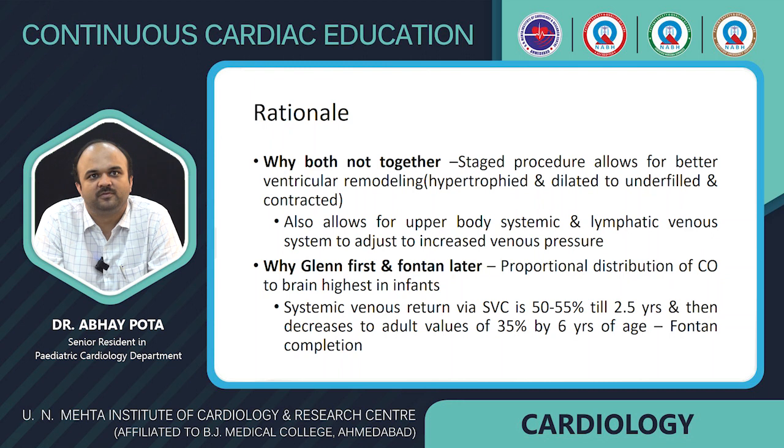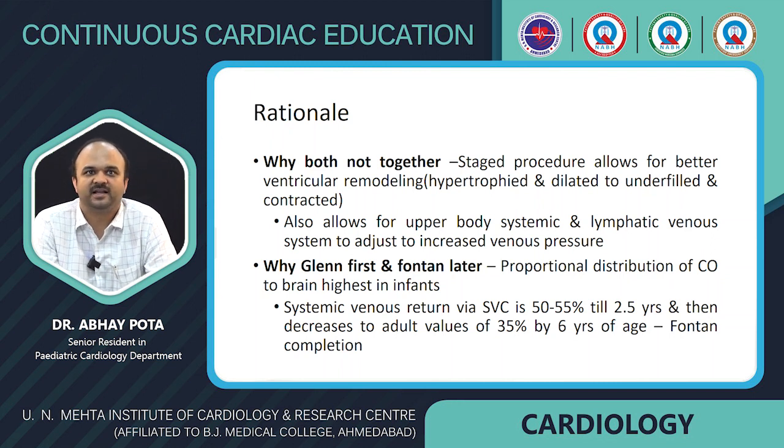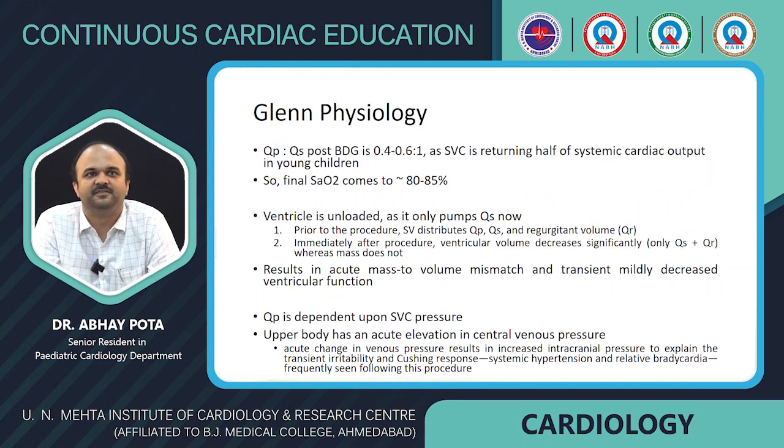Why do we do Glenn first and Fontan later? Why don't we do Fontan first and Glenn later? It basically depends on the proportional distribution of cardiac output, and cardiac output to the brain is highest in infants. So systemic venous return via SVC is 50 to 55% till 2.5 years of age, and then it decreases to adult values of 35% by 6 years of age, when Fontan completion is generally done, at 4 to 6 years of age.